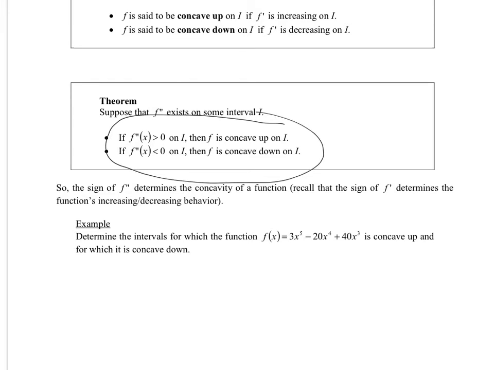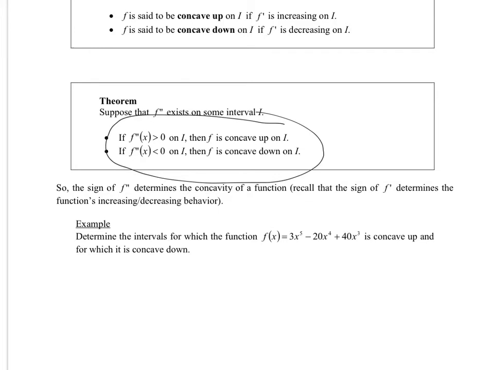So what you really need to remember is what's stated in that theorem. Wherever f double prime of x is positive, the function f is concave up, and wherever f double prime is negative, the function is concave down.